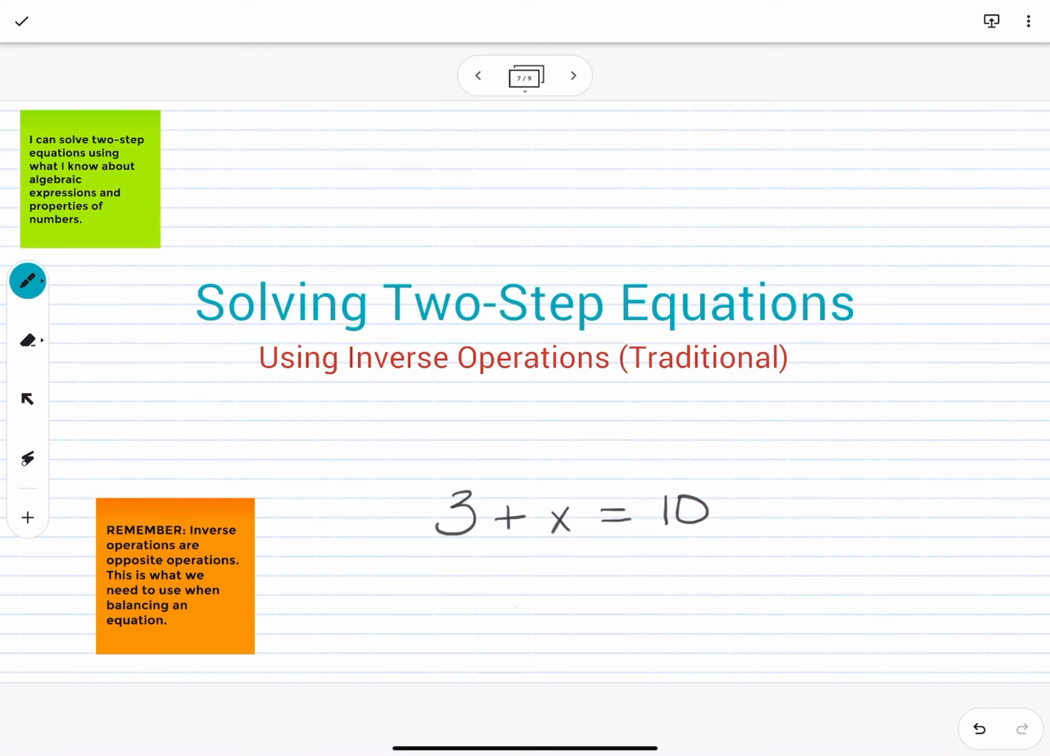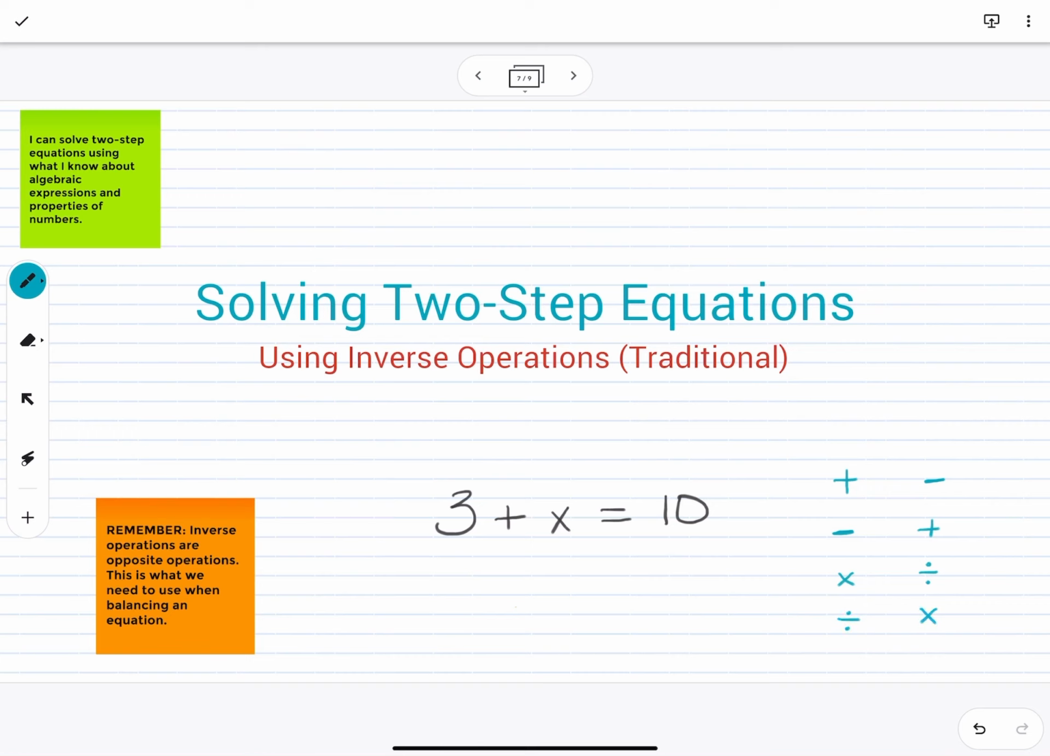Now remember, inverse operations are opposite operations. So when we think about addition, the opposite of addition is subtraction. The opposite of subtraction is addition. The opposite of multiplication is division. And the opposite of division is multiplication.